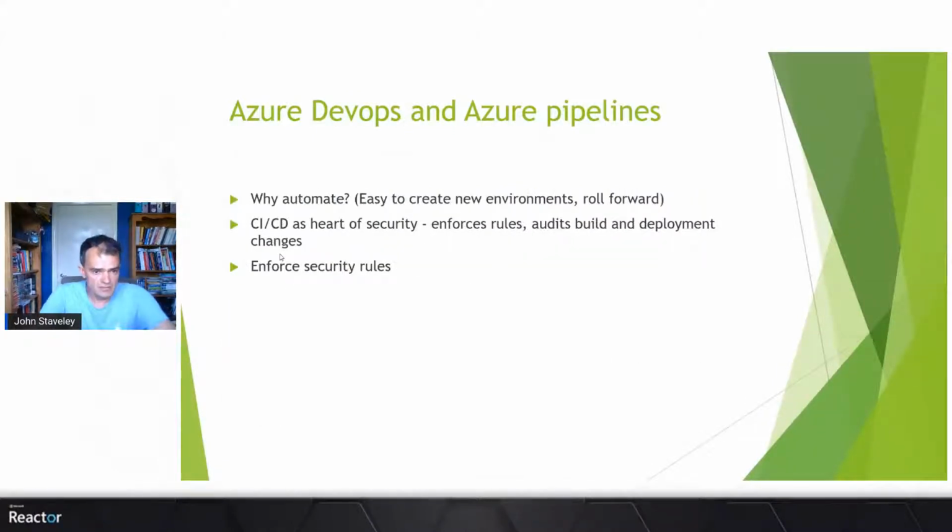So why automate? So we've seen the Azure Pipelines YAML file. I would say it's easy to create new environments. So if you create a UAT environment or a pen test environment, it's easy to just parameterize that. And it's easy to roll forward, so you can fix issues, particularly security issues, very quickly. So how do you see CI/CD? That's the heart of security. So it enforces the rules, it enforces the security checks, it audits any build steps you've taken and security checks you've taken. So it becomes a much more central part of your security strategy and enforces all of the security rules as you're going forward.